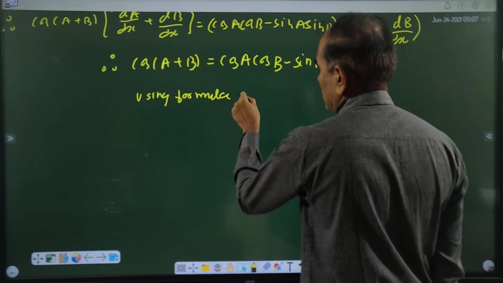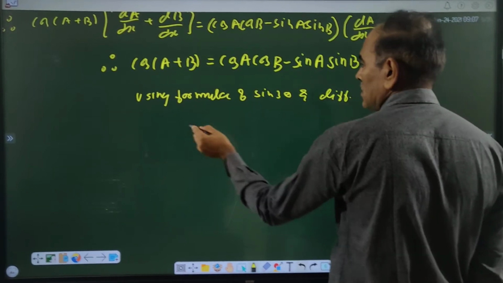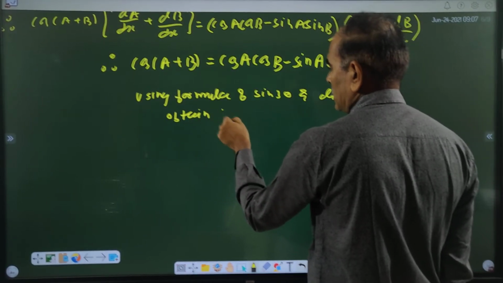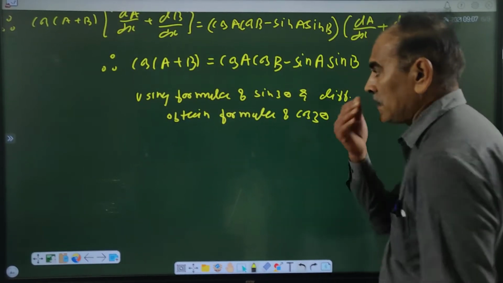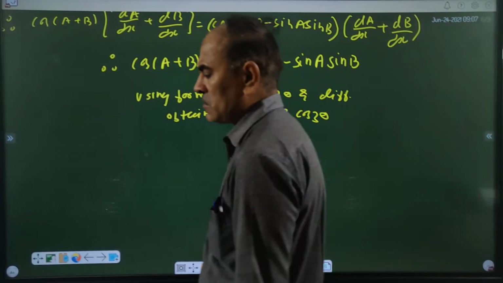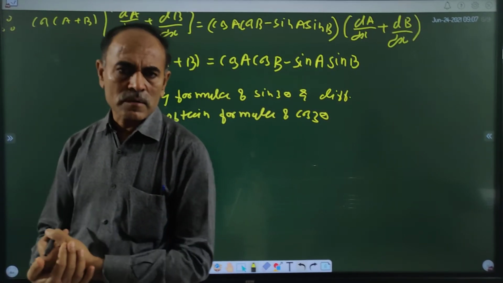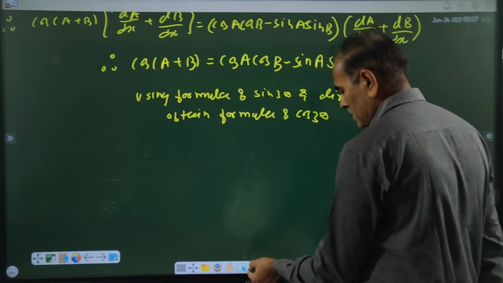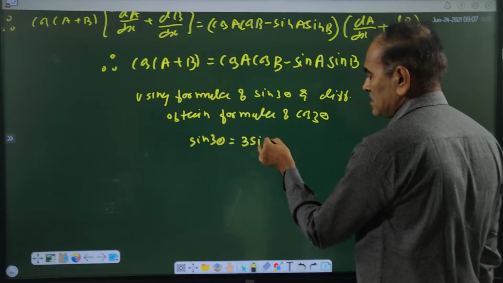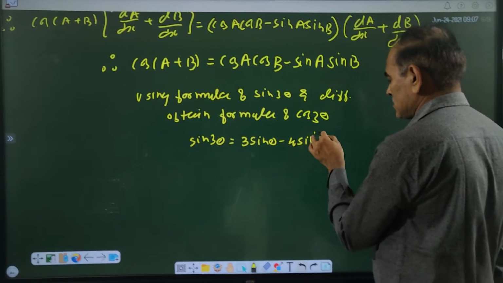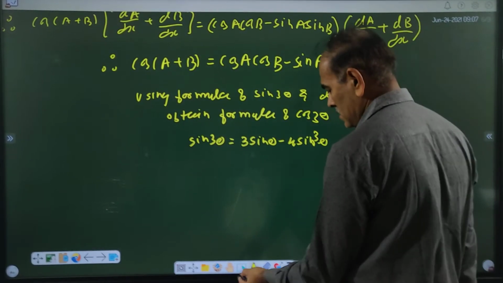Using the formula of sin 3 theta and differentiation, obtain the formula of cos 3 theta. That is also possible. Using the formula of sin 2 theta, you can obtain the formula of cos 2 theta also. Using the formula of cos 2 theta, you can obtain the formula of sin 2 theta also. Like that. So, what is the formula of sin 3 theta? 3 sin theta minus 4 sin cube theta. I hope that all of you know this formula.